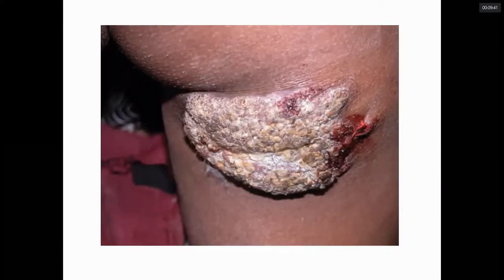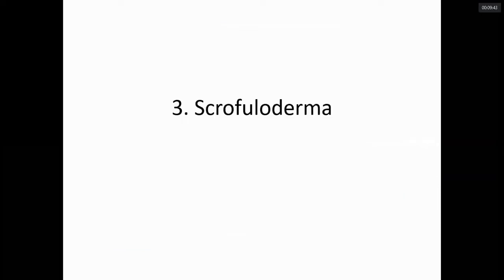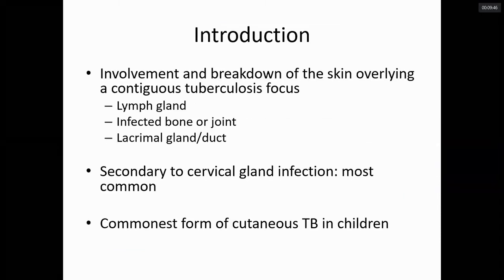This is another picture of tuberculosis verrucosa cutis. Now the scrofuloderma. Scrofuloderma occurs after the involvement and breakdown of skin, which overlies a contiguous tuberculosis focus. Most commonly, it is a lymph node, but it can also occur from the infected bone or joint and lacrimal gland or duct. The most common form is secondary to cervical lymph node infection, and it is the commonest form of tuberculosis in children.